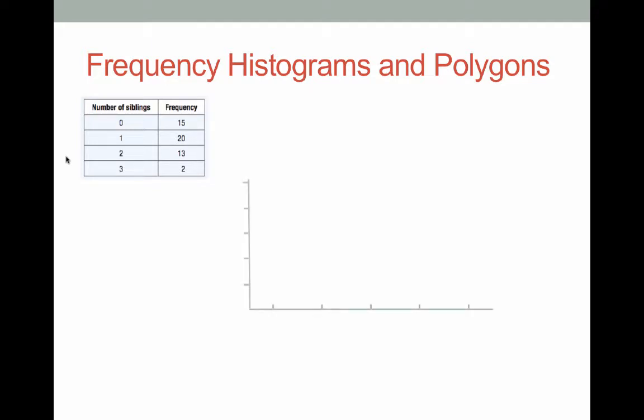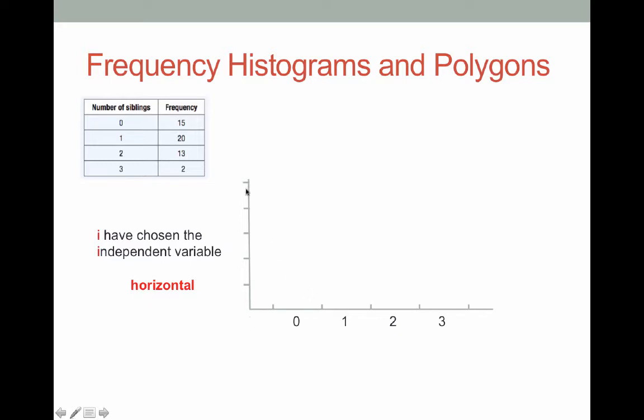Well, on a frequency histogram, which is what we're going to draw first, we need to have a horizontal axis and a vertical axis. On the horizontal axis, we're going to have the number of siblings. That is our independent data, independent variable. The way I remember what the independent variable is that I have chosen the independent variable, and that goes on the horizontal axis. Another way of thinking about it is most times, 99 times out of 100, the independent variable will be the first column of your distribution table.